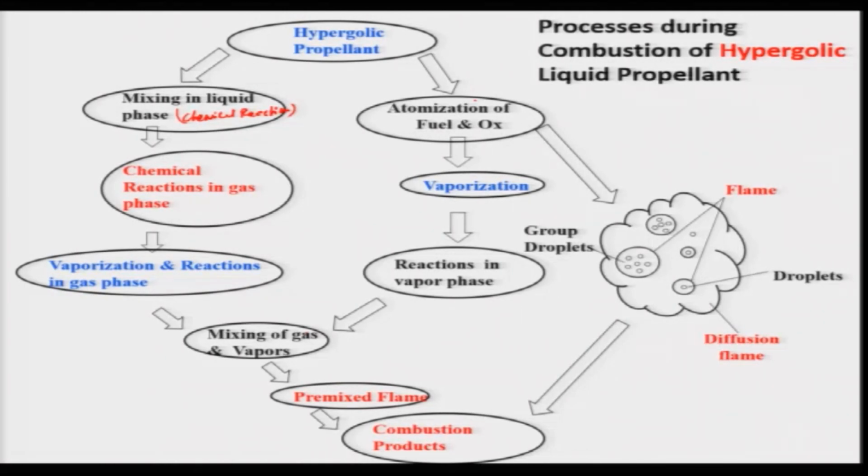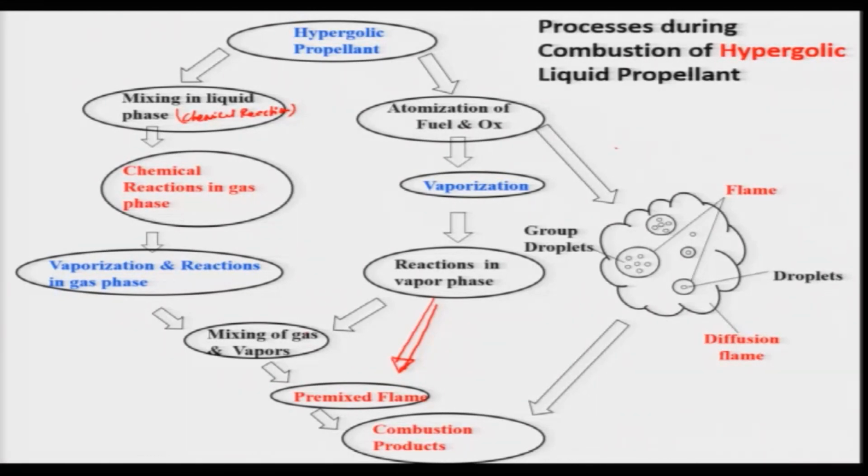And there is another way I can think of: atomization of fuel and oxidizer can take place separately, and then there will be vaporization of fuel and oxidizer, and when this vaporization occurs, in the gas phase there will be mixing between the fuel and oxidizer, leading to reaction in the gas phase. Again it will come back to the premix flame, and sometimes this vaporization will be occurring, with mixing of both the fuel and oxidizer taking place, leading to the premix flame.